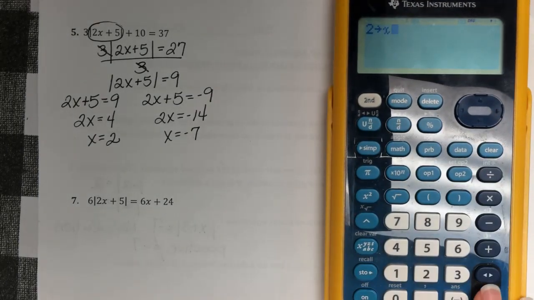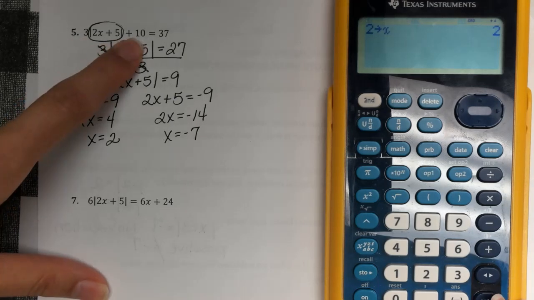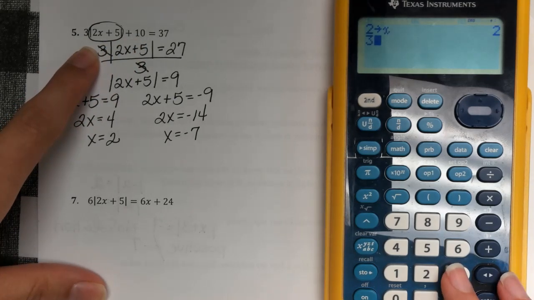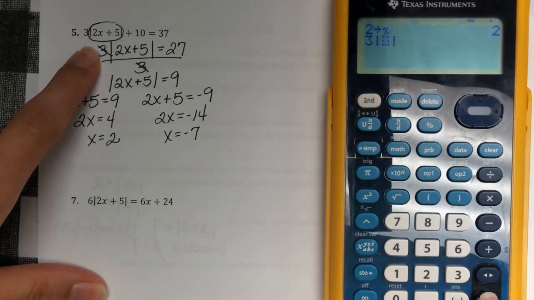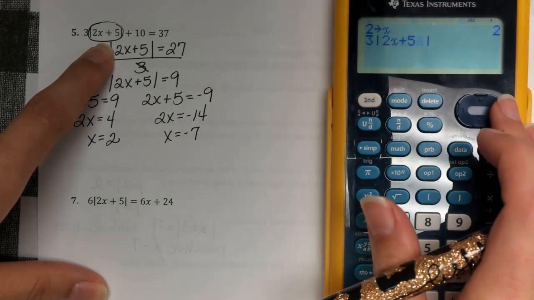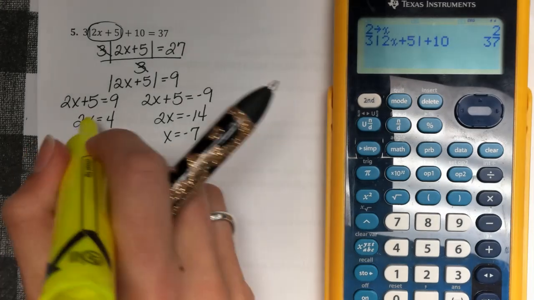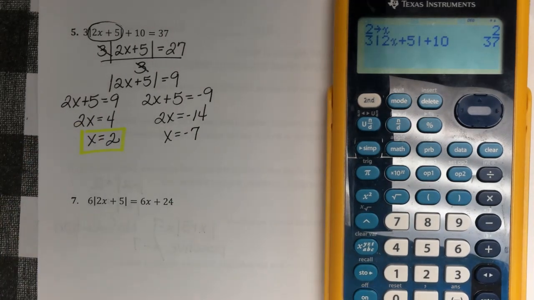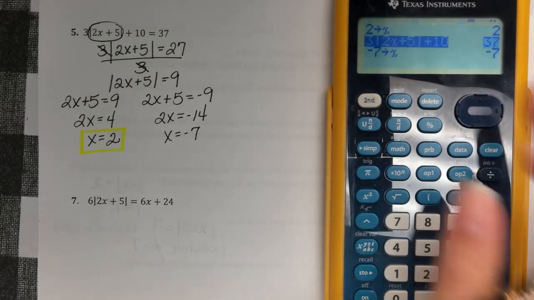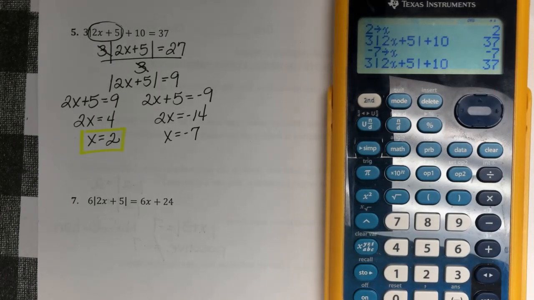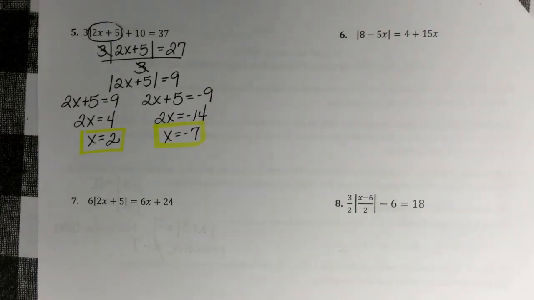So 2 stored for x. And then you're going to type the entire left side of your original. So you're going to have your 3, and then the absolute value bars. 2x plus 5, then plus 10. Gives me my 37, so that is a good solution. Store negative 7 for x. Also gives me 37, so they're both good. Do you feel okay with this?